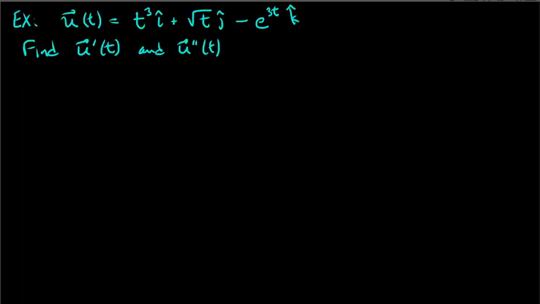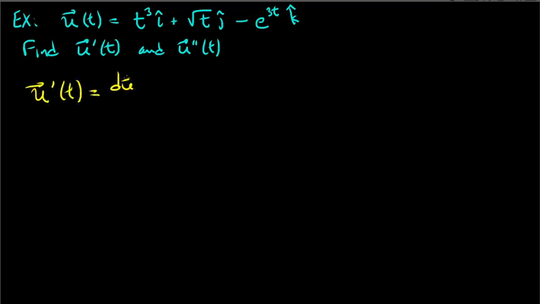Okay, so here's another one, right? u equals t cubed times i plus square root of t times j minus e to the 3t times k. So it's another vector valued function in space. And they're asking for the first derivative and the second derivative. So you know how to take the first derivative. We just did an example of that.